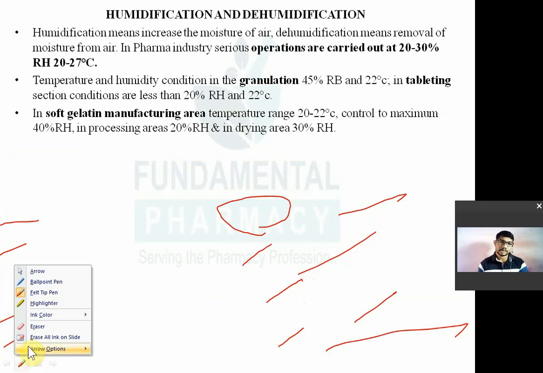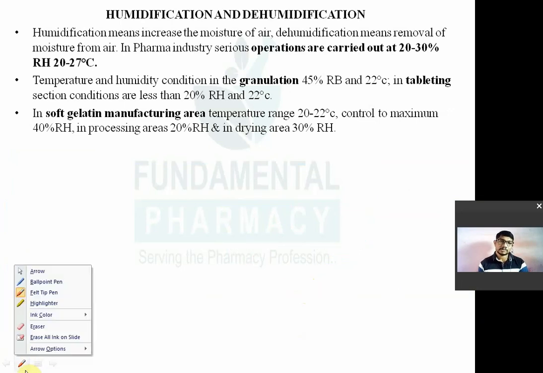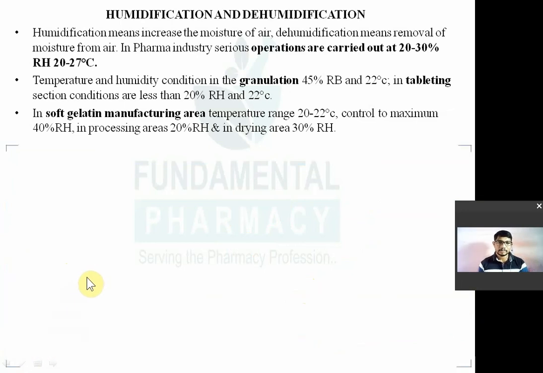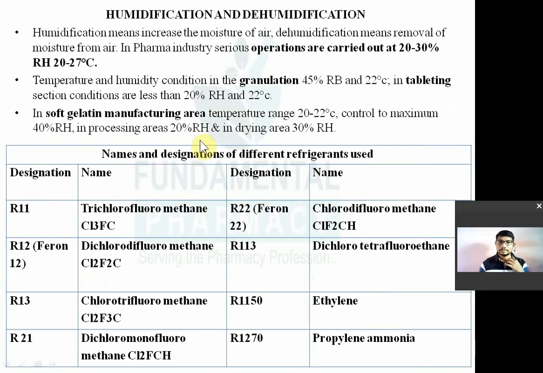दोनों चैप्टर में से कितने MCQs आ सकते हैं आपको? मैक्सिमम 2 MCQs और मैक्सिमम 3 MCQs. इसके ऊपर ज़्यादा क्वेश्चन आते नहीं है, लेकिन आ चुके हैं इसलिए अपन ने ये लिए. इसमें ये इम्पोर्टेंट है, आपको ये क्वेश्चन आ सकता है कि ग्रैनुलेशन में कितना होना चाहिए टेम्परेचर, कंडीशन, ह्यूमिडिटी. सॉफ्ट जेलेटिन कैप्सूल के एरिया में कितना होना चाहिए. इसके ऊपर ऑलरेडी एक बार क्वेश्चन आ चुका है.